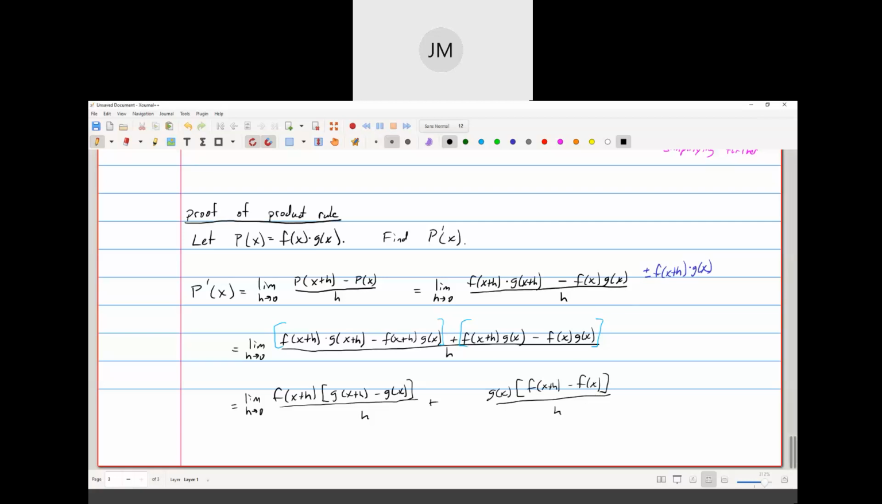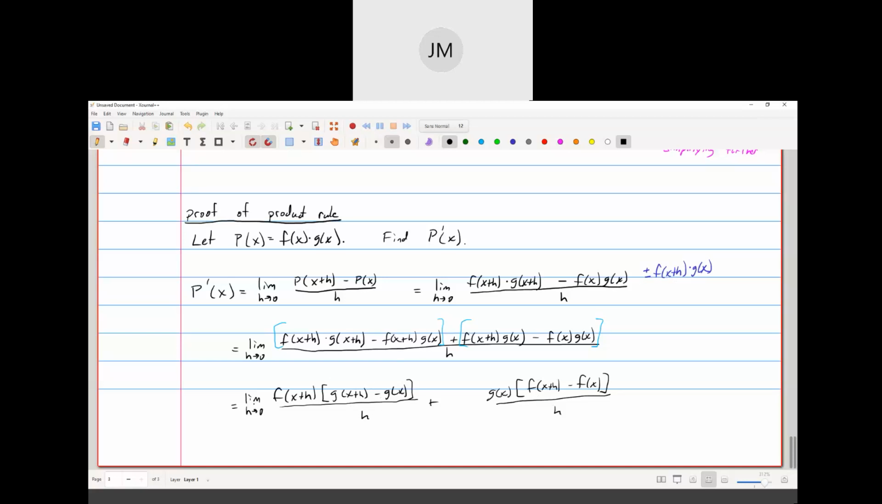So it worked. Adding and subtracting this term worked because now, after I'm done factoring, I can see that I have the right piece for being a derivative. I have g of x plus h minus g of x over h. I have f of x plus h minus f of x over h. And those are the right pieces I need.